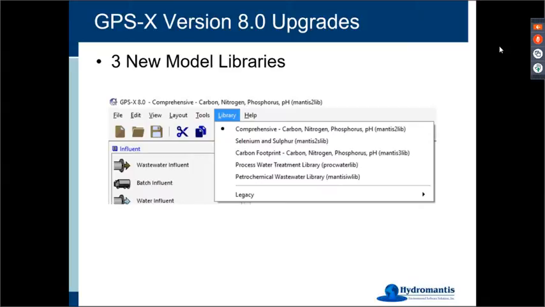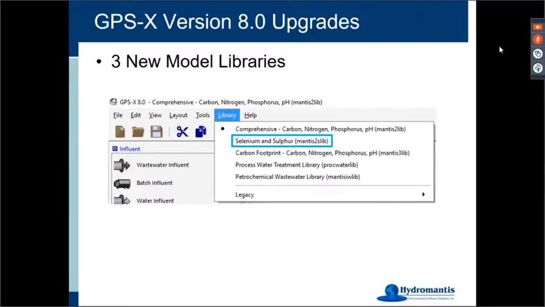But actually, a majority of the people who use GPSX use Mantis 2 model and Mantis 2 Lab. That's our comprehensive model that is used for most projects: carbon, nitrogen, phosphorus, pH, inorganic precipitation, and all that good stuff. We also have a lot of clients who use our carbon footprint library as well. So those are the 2 that we had previously, and we have 3 new ones.